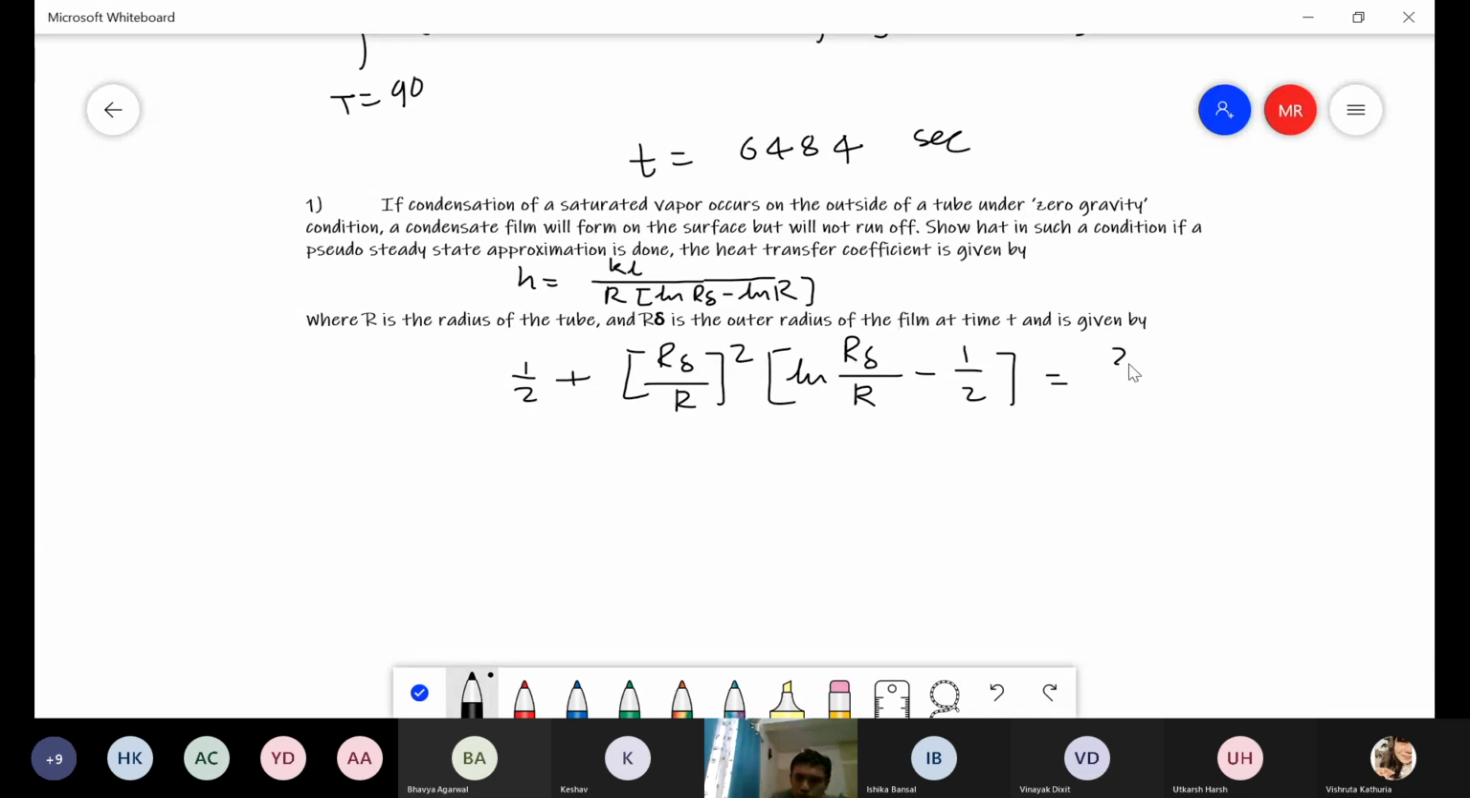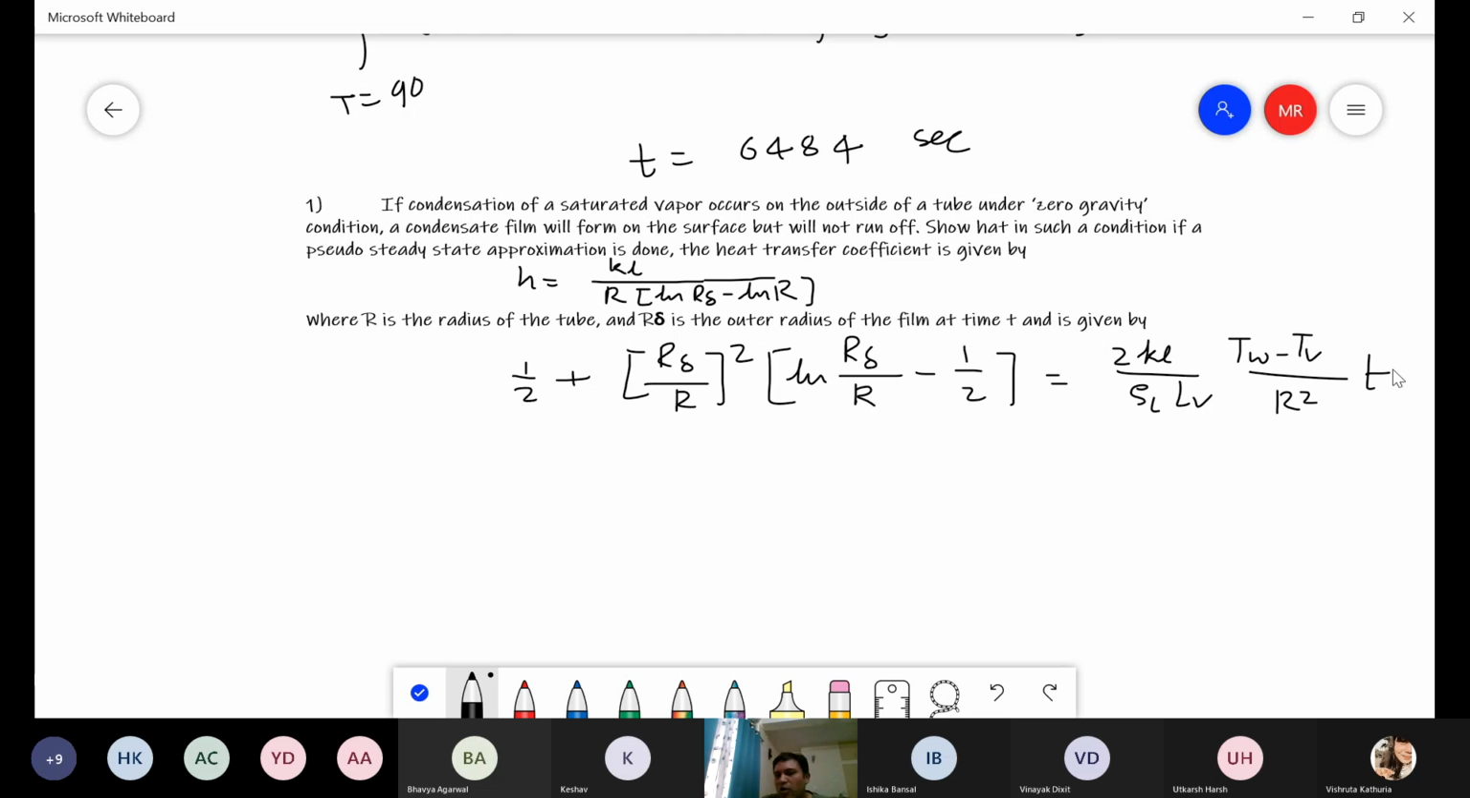equals to 2 KL, rho L, LV, latent heat of vaporization, TW minus TB, R square and T. Okay. So these are the two expressions which we have to prove here.